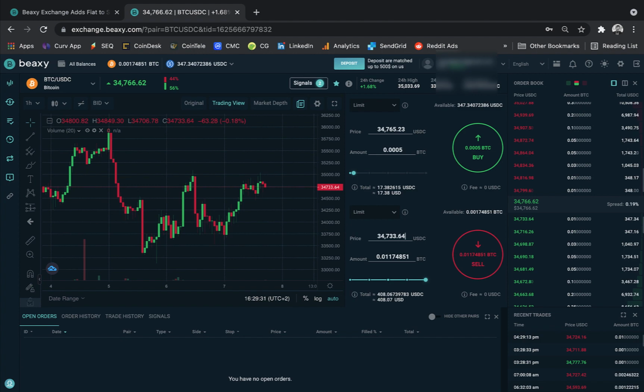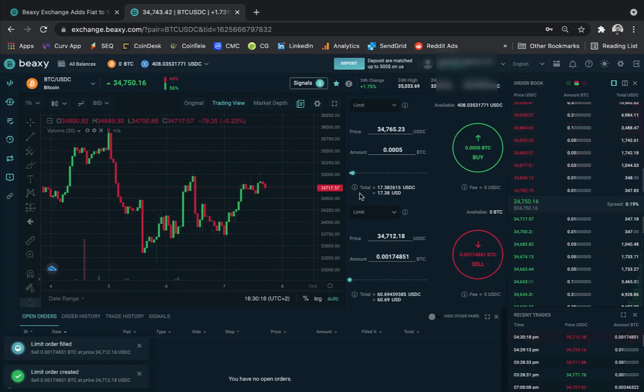Sometimes you have to slide your slider so that it gets to 100% again, because the platform needs to recalculate what approximately is 100% of your asset, and also take into account your trading fees and that sort of thing. So sometimes if it's telling you your balance is not enough, just reslide your bar and it'll work.